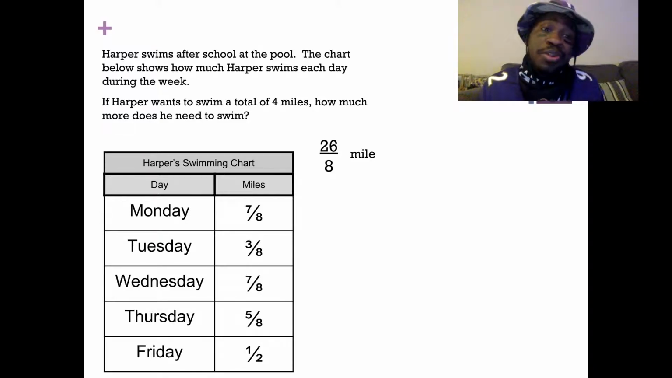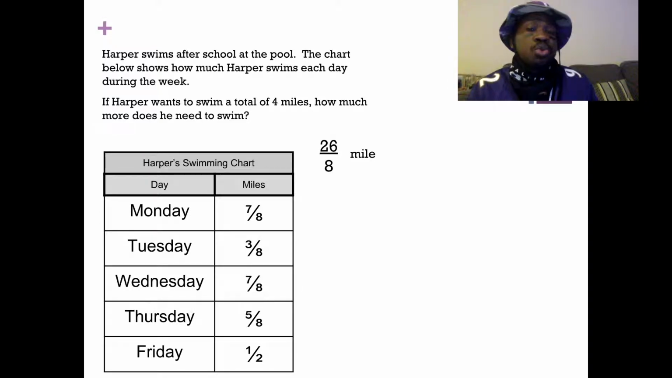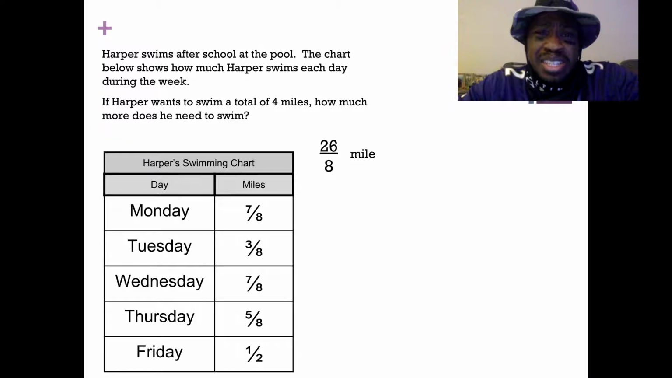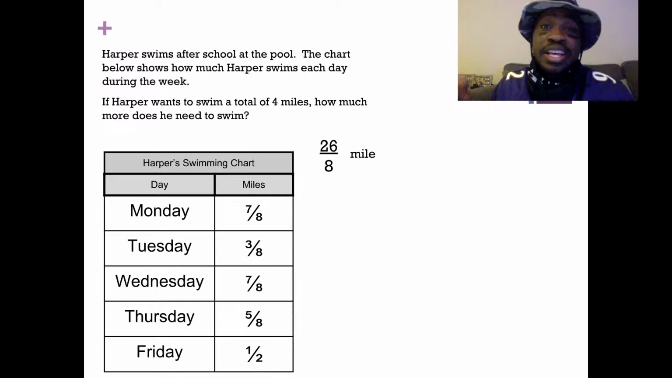In part one, we learned that Harper swam a total of 26/8 of a mile. That's a very interesting fraction. Well, it's different. 26/8. Well, I know 26/8 is more than one because it's more than 8/8. 8/8 equals 1, which means 26/8 is way more than 1.